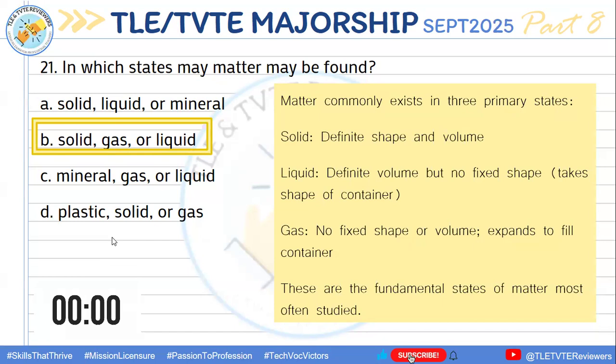For letter A, solid, liquid, or mineral. Mineral is a type of solid substance, but not a state of matter. For letter C, mineral, gas, or liquid. No, that's the same. So mineral is not a state of matter. Letter D, plastic, solid, or gas. Plastic is a material, so not a state of matter. So answer letter B, solid, gas, or liquid.